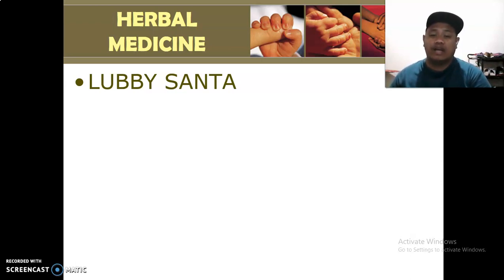Acapulco is antifungal. Niyog-niyogan is for anti-helminthic. Tsaang Gubat is para sa sakit ng tiyan and diarrhea. And Ampalaya naman po is to decrease sugar sa mga pasyente na may diabetes mellitus. That is your Lagundi.